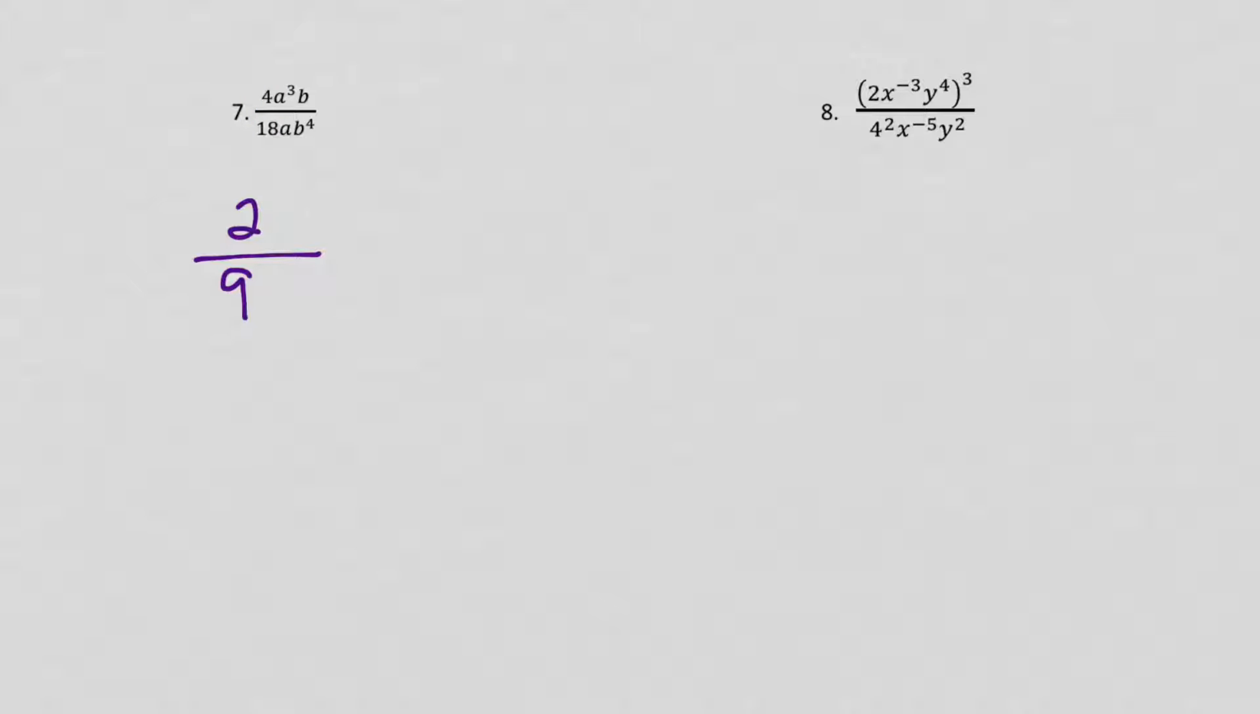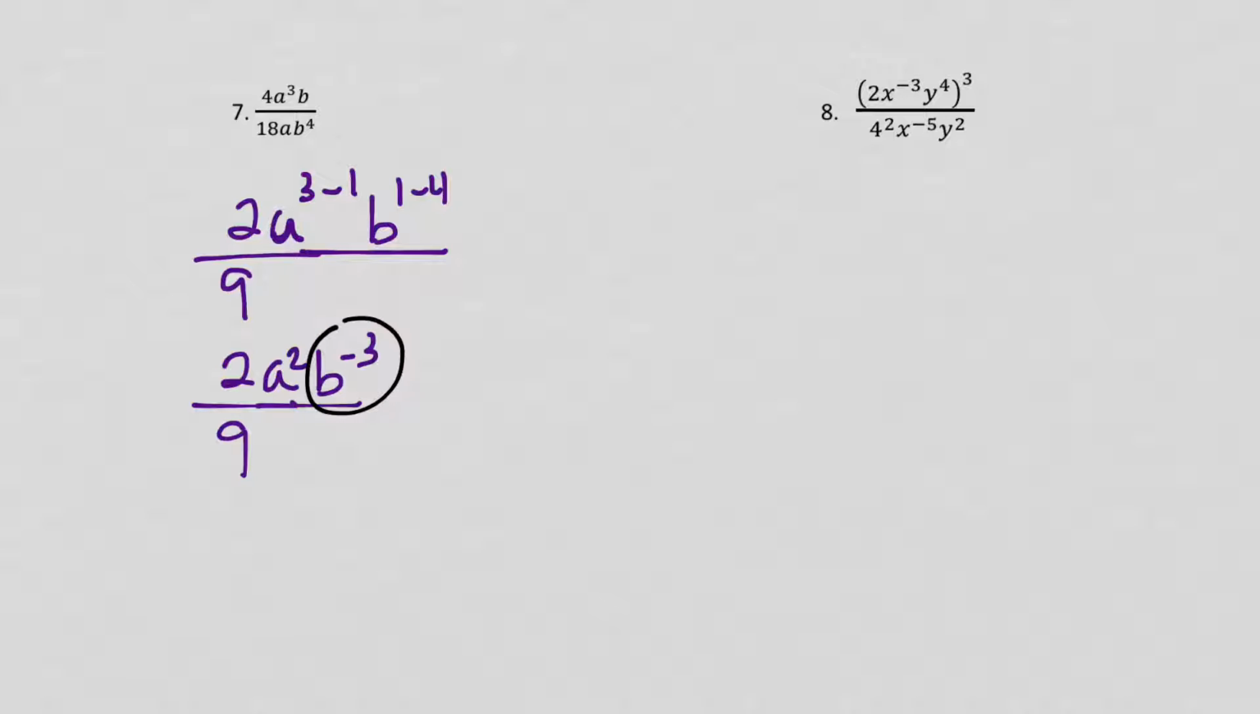Okay, then we're back to our exponent rules, and we have a quotient, we know to subtract. So I'm going to do a to the 3 minus 1, and then b to the 1 minus 4. So I would get 2/9, a squared b to the negative third when I do the subtraction. And where is this going to go to make it a positive exponent? Right down to the bottom. So final answer would be 2a squared over 9b cubed.